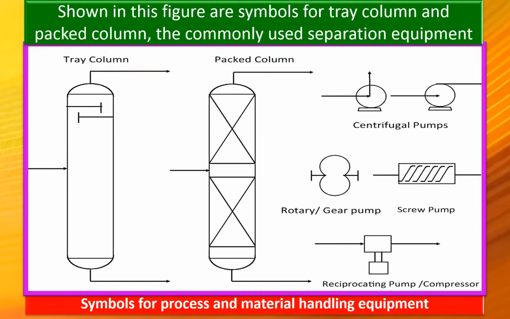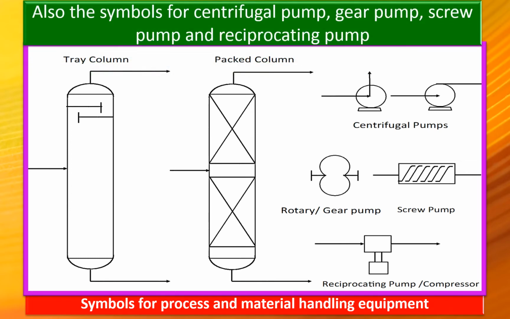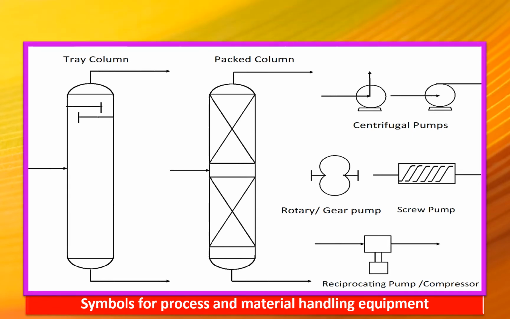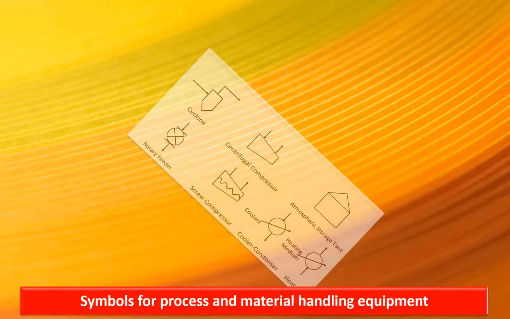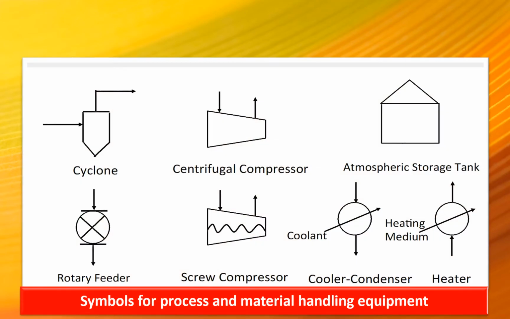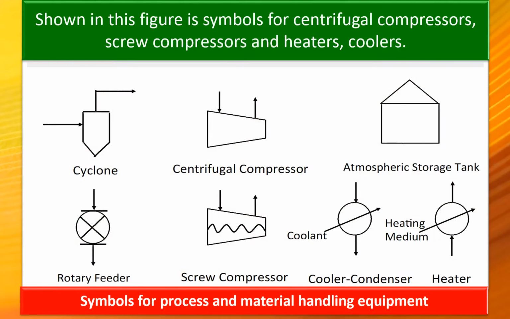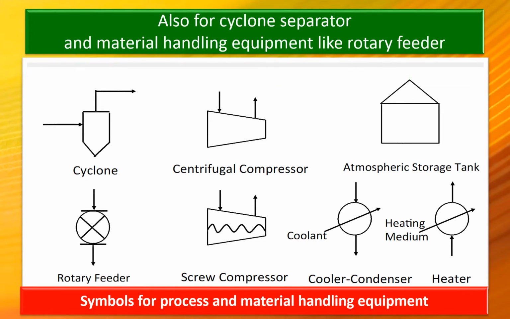Shown in this figure are symbols for tray column and packed column, the commonly used separation equipment. Also the symbols for centrifugal pumps, gear pump, screw pump, reciprocating pump. Next are symbols for centrifugal compressors, screw compressors, and heaters and coolers, also for cyclone separator and material handling equipment like rotary feeder.